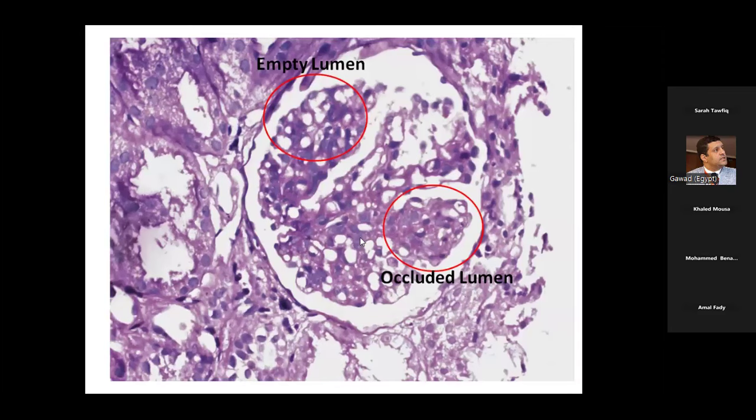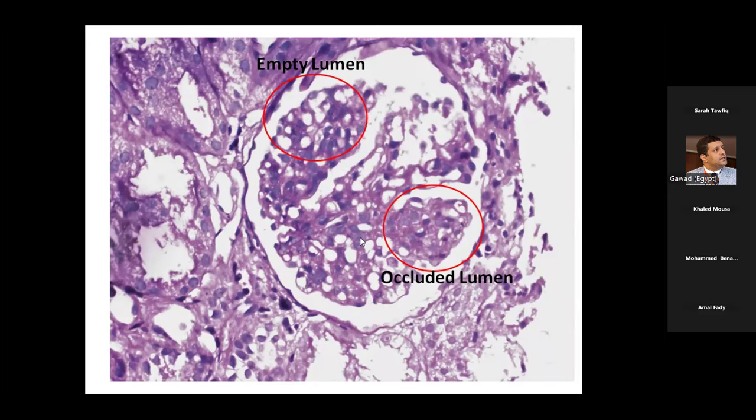So let's compare between the capillaries in this glomerulus, the upper left capillaries with the lower right capillaries. What can we say about these two groups of capillaries? The upper ones are mostly what?